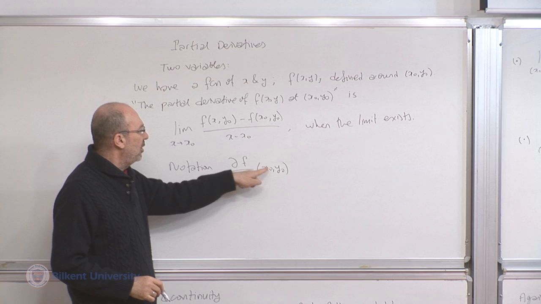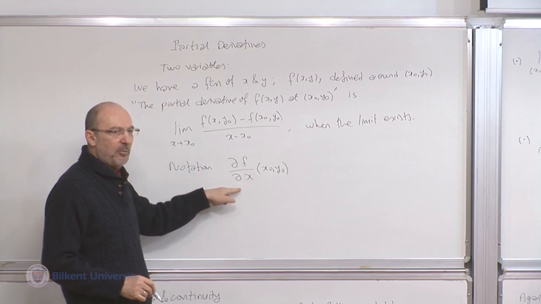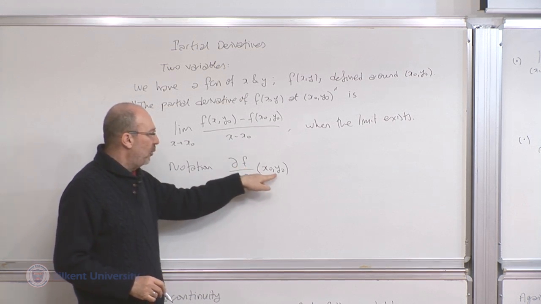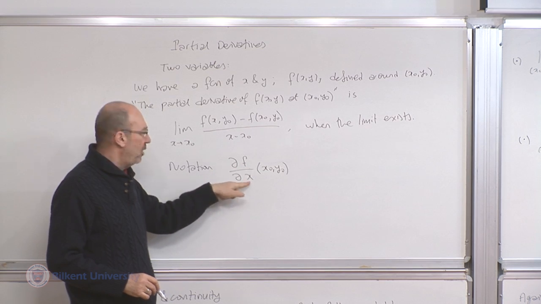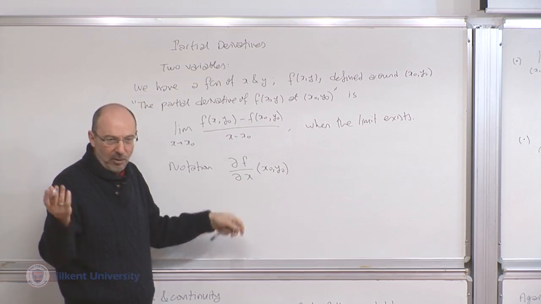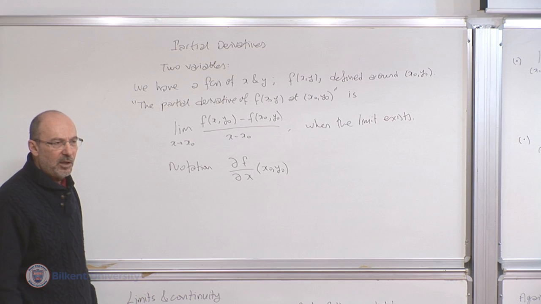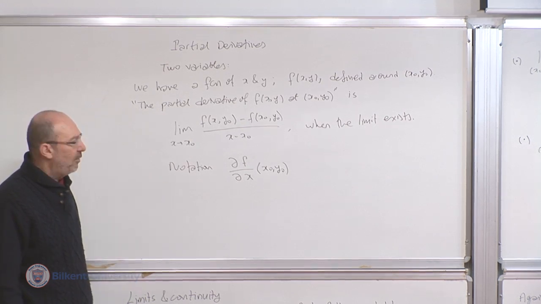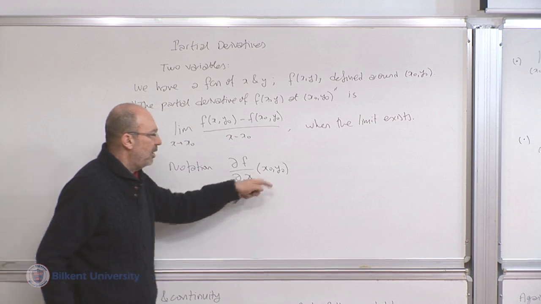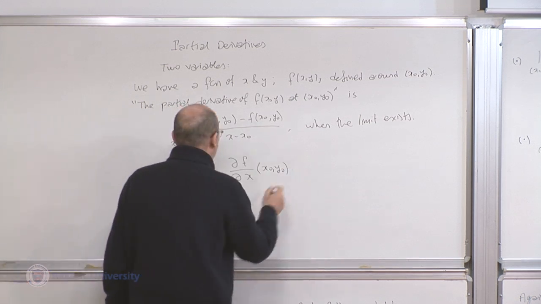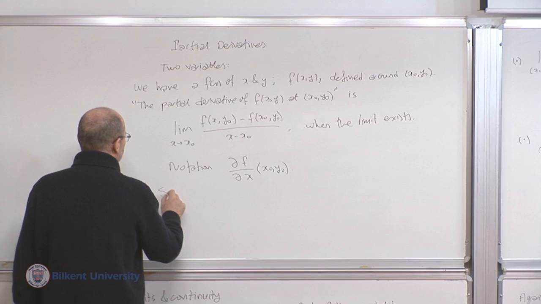You don't plug in these numbers first and then attempt to take the derivative, because when you plug these in, you get a constant. You take the derivative, you get 0. So it's just the same thing as in one variable. First, you take the derivative. Then, after it is finished, you put these numbers in.